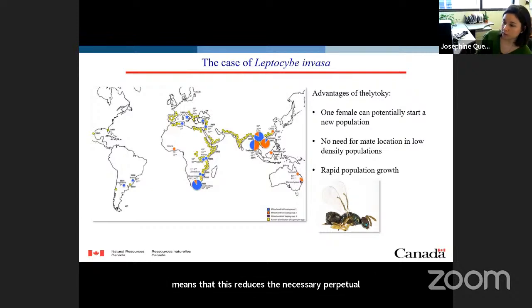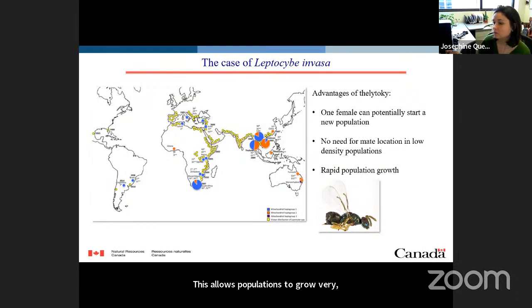But also, right after introduction, when the population density is very low, one factor that usually prevents establishment is the fact that females struggle to find mates. And so for Leptocybe invasa, for the asexually reproducing populations, there is no need for mate location. So that is not stopping establishment. And finally, because the females do not need to find a mate, they don't spend time and energy with mate location, and they also don't need to spend energy on the production of males. This allows populations to grow very, very rapidly.